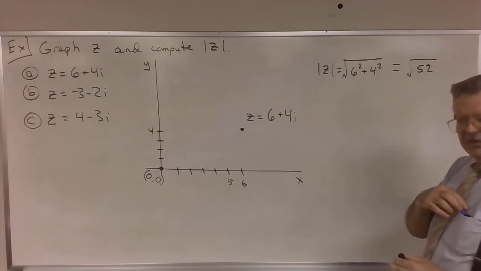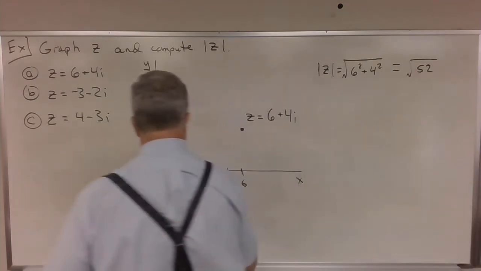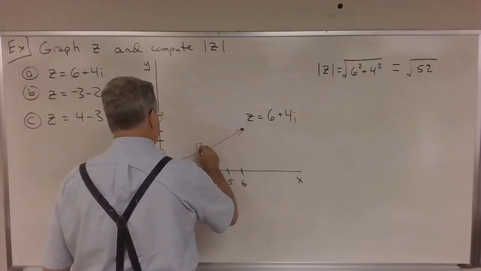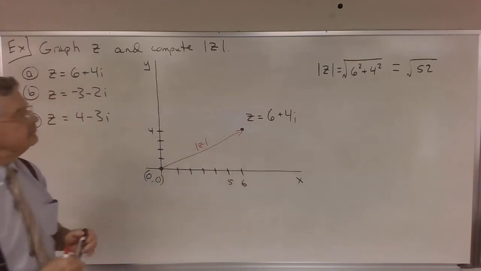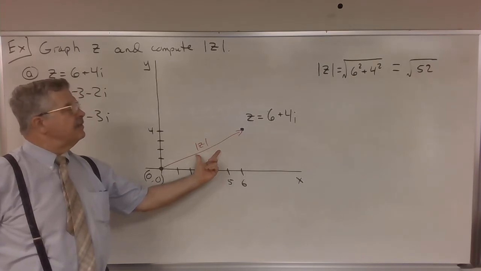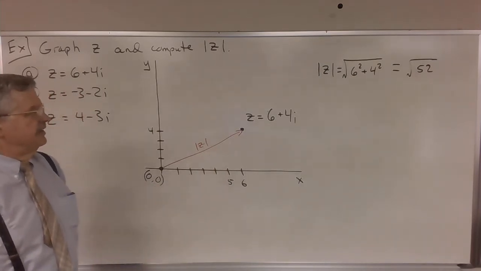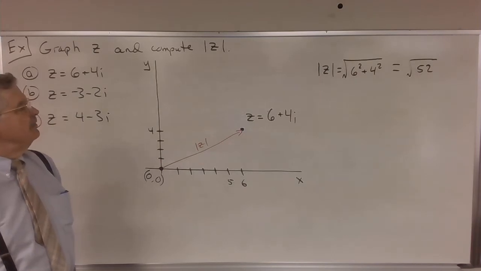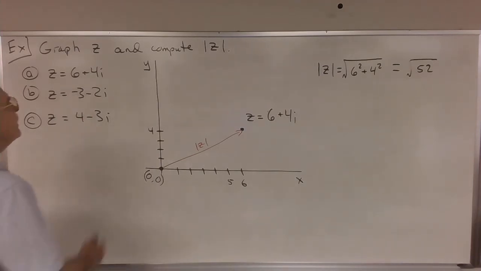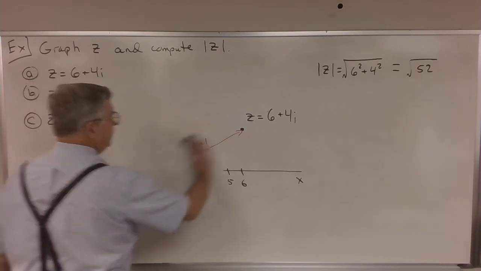And if we were to draw the modulus of z, this distance is square root of 52, a little bit more than 7 units. So that's example number 1, where A. Let's go to B.